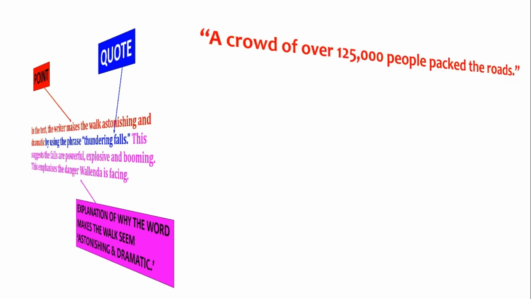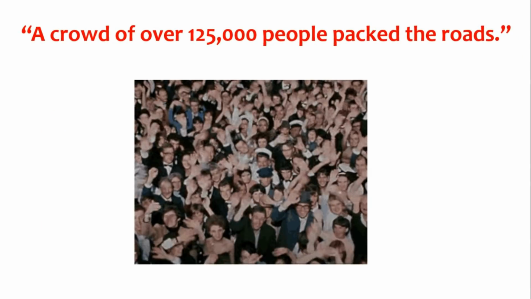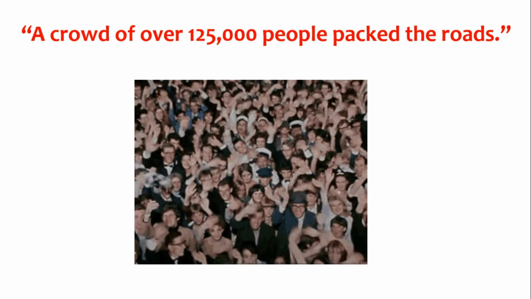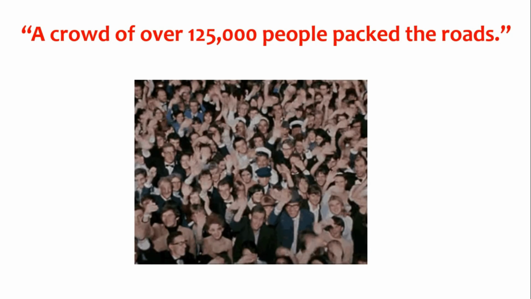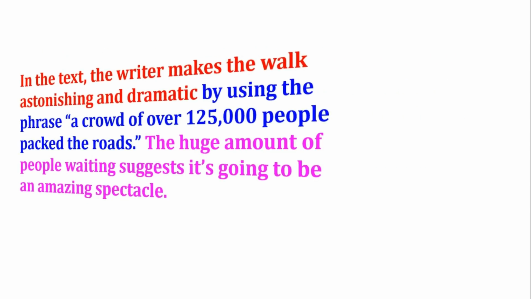Next one, a crowd of 125,000 people packed the roads. So what do we think about the word crowd? What does that suggest in our heads? 125,000 is a lot of people, and even the word packed suggests people are almost crammed in. So my PE is, in the text, the writer uses the phrase a crowd of over 125,000 people packed the roads. The huge amount of people waiting suggests it's going to be an amazing spectacle.